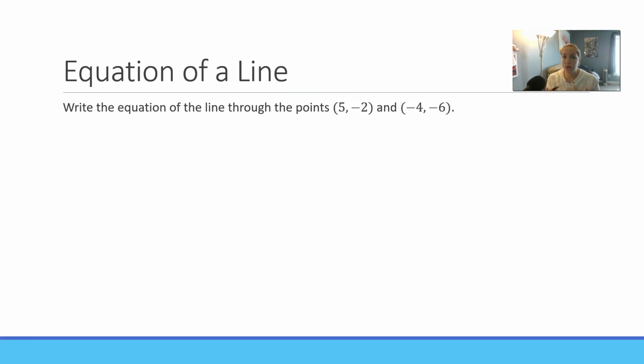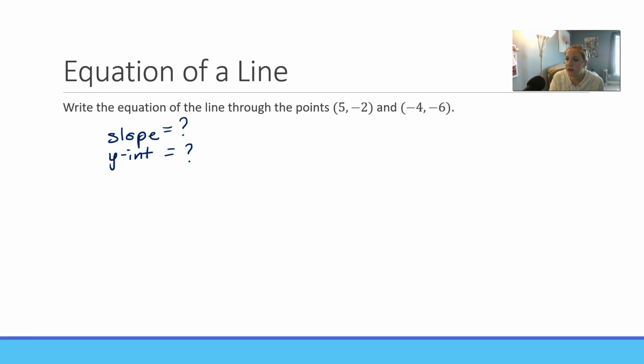Let's try one more problem. This time, though, they give us 2 points and they don't give us the slope to start off with. Just 2 points. We know we need the slope and the y-intercept. We don't know the slope. Neither of these indicate the y-intercept because the first x-coordinate is not 0. So neither of these are the y-intercept.